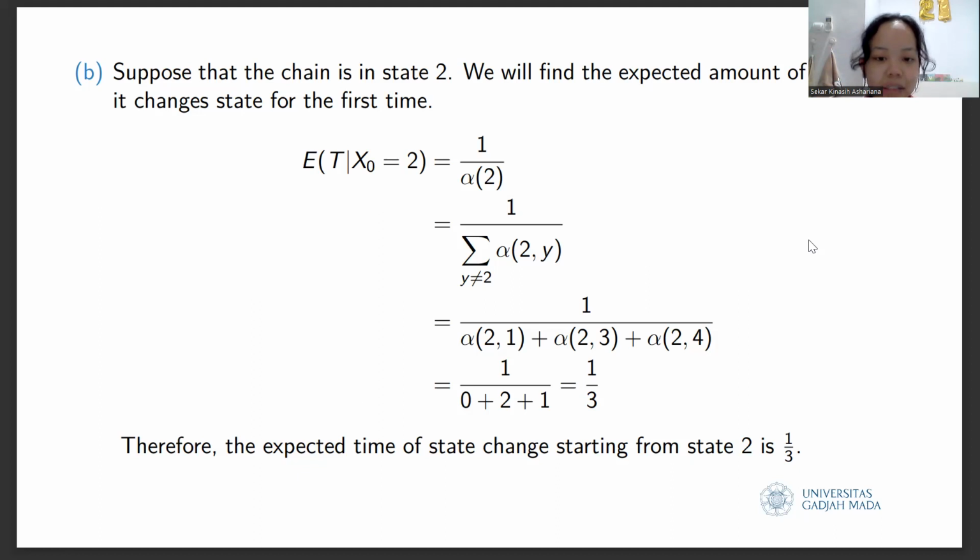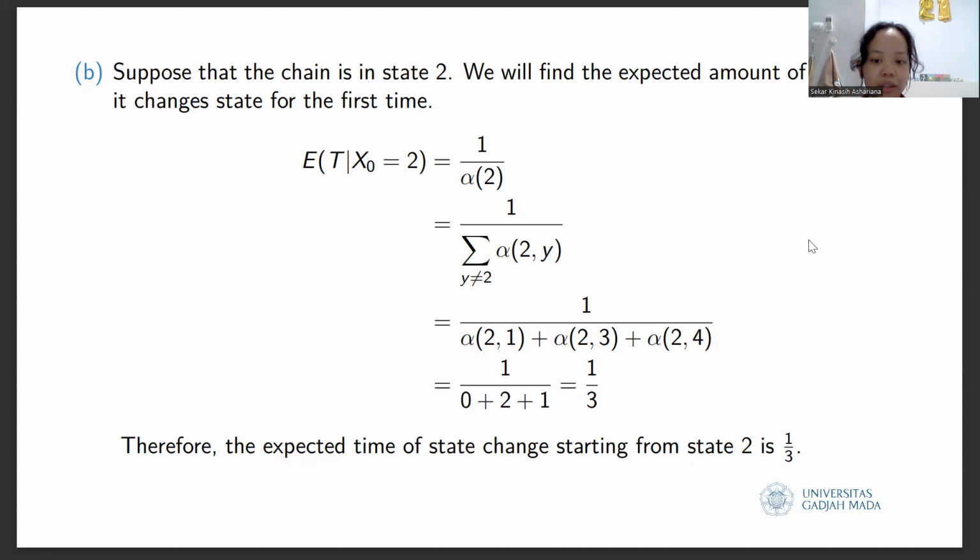I hope I'm making sense. So it is 1/α 2,1, 2,3, and 2,4, because we have 4 states. So from 2, we can either move to state 1, 3, or 4. So take all of those probabilities, and then we get 1/(0 plus 2 plus 1). And that is a third.